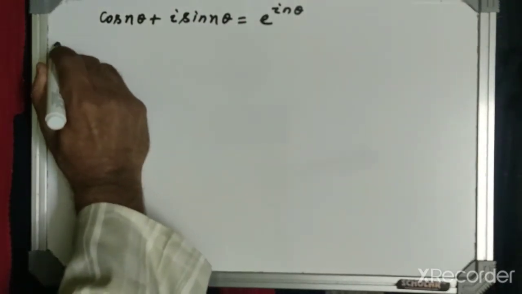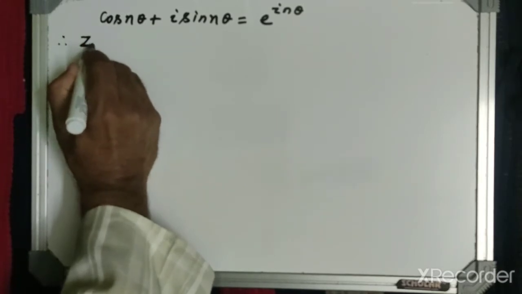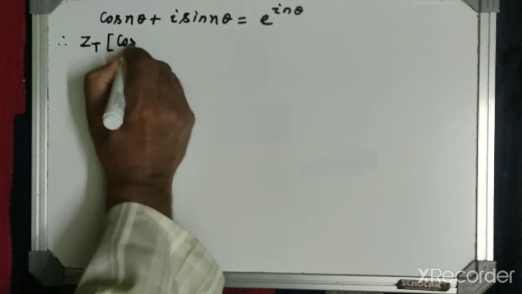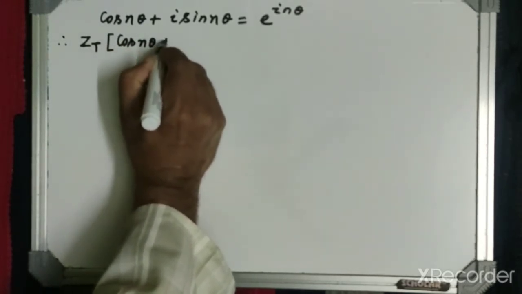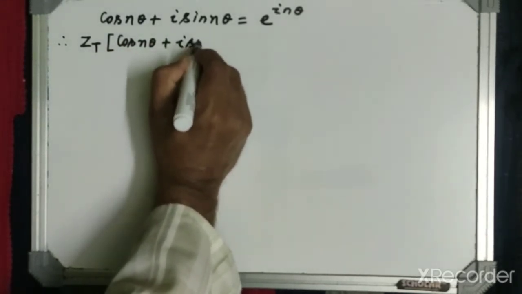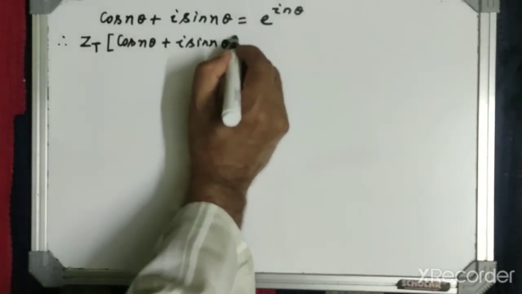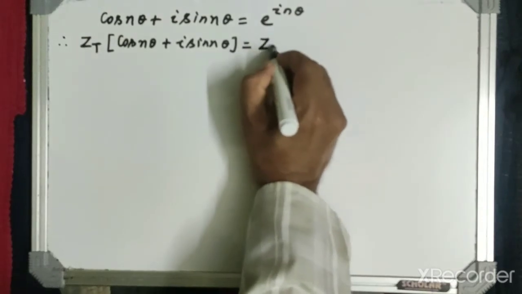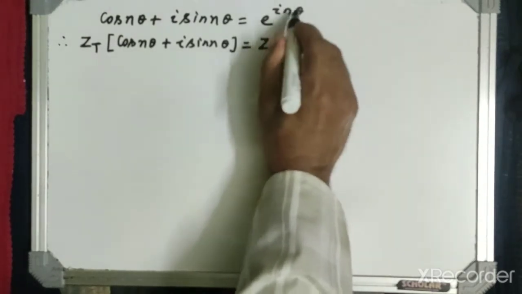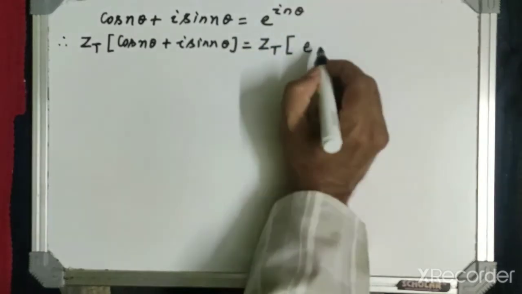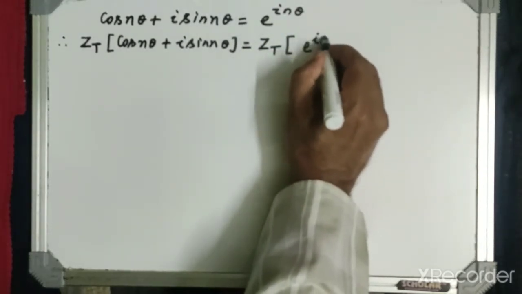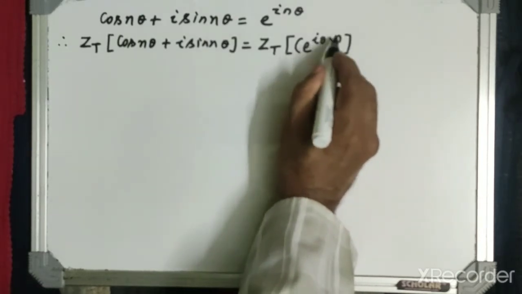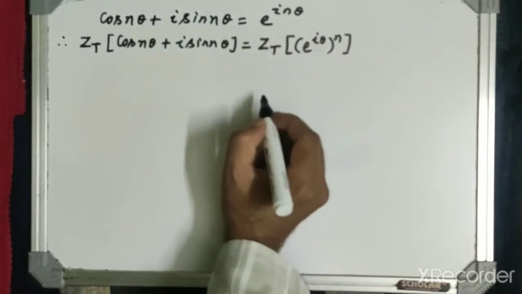Therefore, the Z transform of cos n theta plus i sin n theta will be equal to the Z transform of e power i n theta. I will write this e power i n theta as e power i theta whole power n.